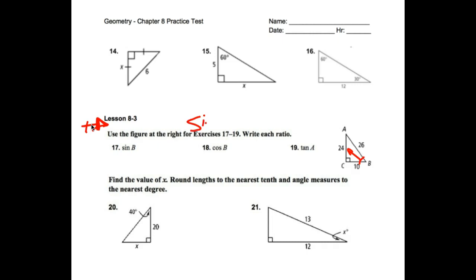Remember our phrase for trig, SOH CAH TOA. So sine tells me my opposite side and my hypotenuse. So sine of B is going to equal 24 over 26. Now I've got cosine of B, that's going to be my adjacent side, 10 over my hypotenuse, 26.